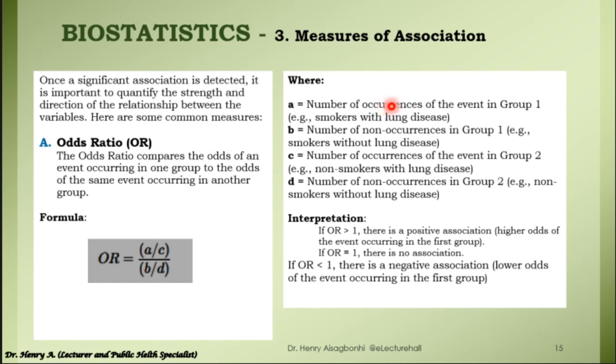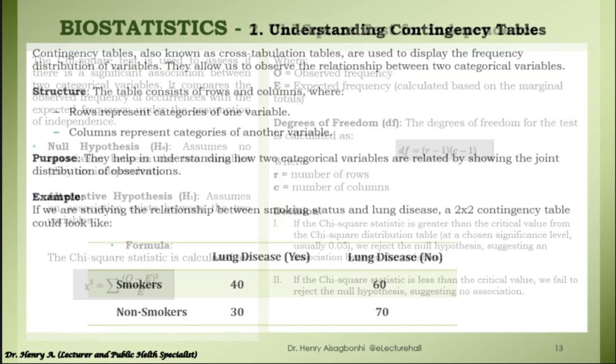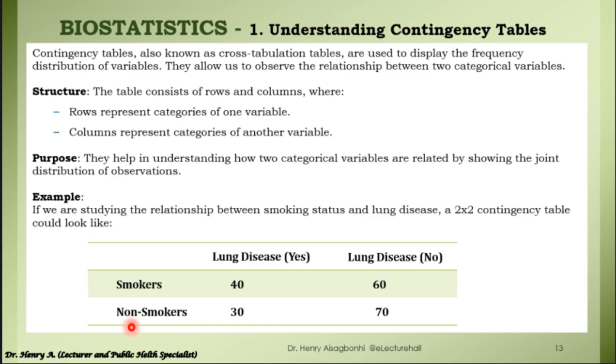Where A is the number of occurrences of the event in group 1. You can see it here. Example, smokers with lung diseases. And B, the number of non-occurrences in group 1. Example, smokers without lung diseases. Then C, so you have A, B, C, D. You have the smokers and the non-smokers, as you saw in this place here. So it's A, B, C, D.